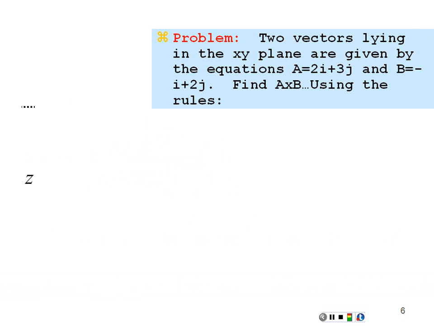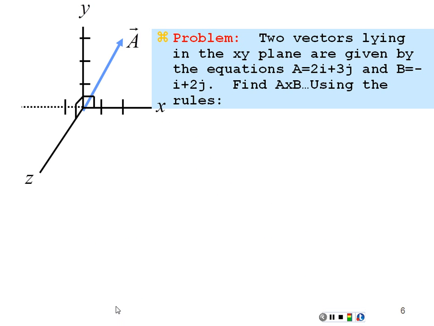Let's try this out. Two vectors lying in the xy plane are given by the equations a equals 2i plus 3j and b equals negative i plus 2j. Find a cross b. So here's a, 2i plus 3j. Here's b, negative i plus 2j. And I want to find a cross b.